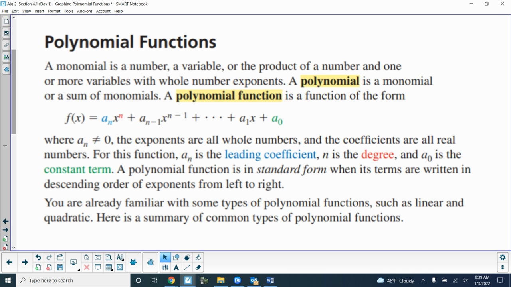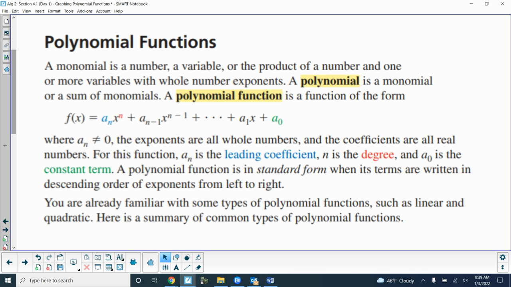All right, and there's the form for a polynomial function: a sub n of x to the n plus a sub n minus 1, x to the n minus 1, and so on. So we're going to put these in order from highest exponent down to the constant, the one that doesn't have a variable. a sub n won't ever be 0. The exponents are all whole numbers. The coefficients are all real numbers. The coefficients are the numbers in front of the variables, remember.